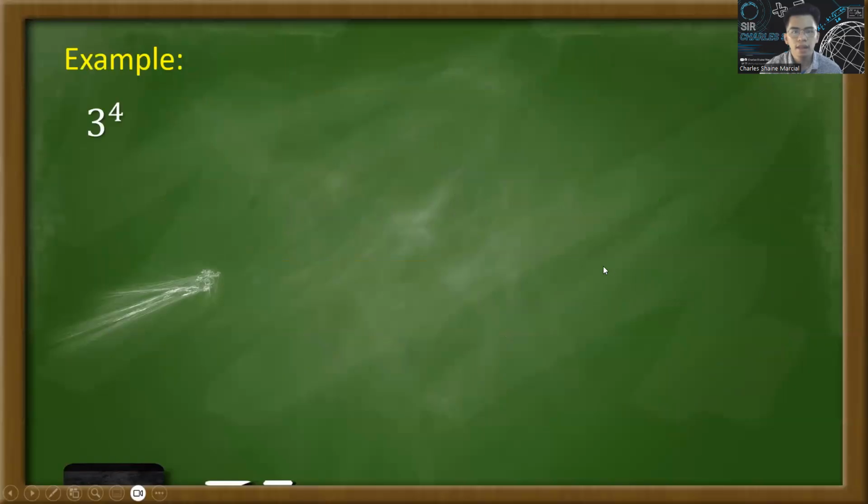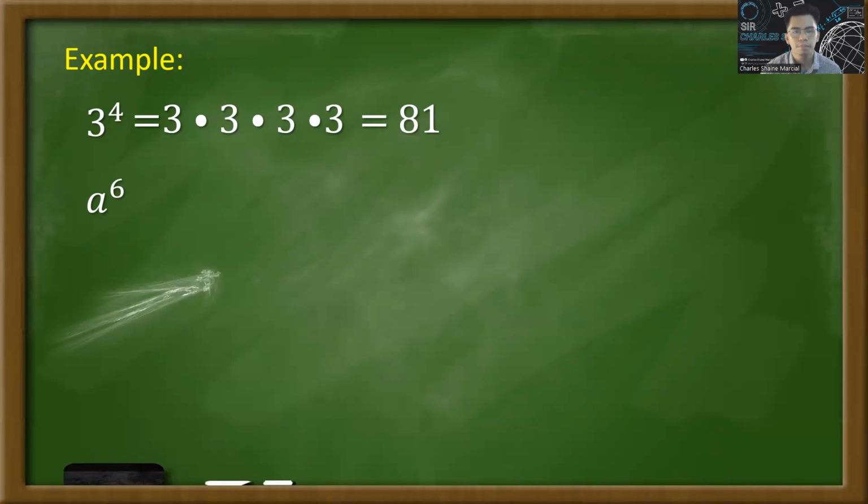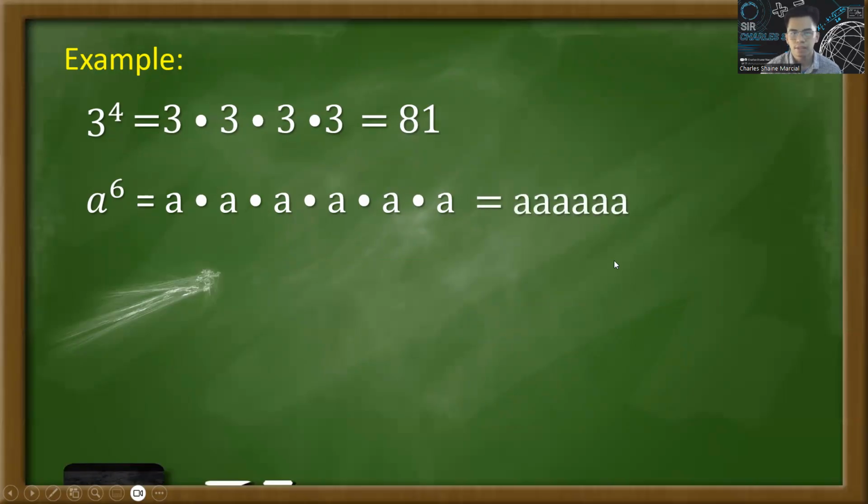Ang gagawin lang natin, imumultiply natin ng 4 na beses si 3. So we have 3 times 3 times 3 times 3, and that is equal to 81. Okay? Another example, we have a raised to 6, or a to the power of 6, or a to the 6th power. Ang gagawin natin sa kanya, imumultiply natin ng 6 na beses si a. So we have a times a times a times a times a times a, and ang sagot niya is a to the 6th.